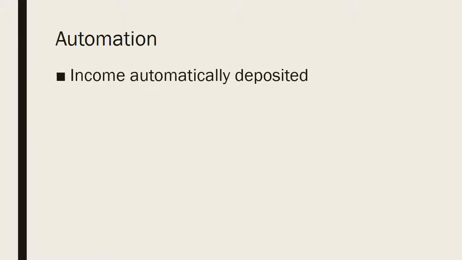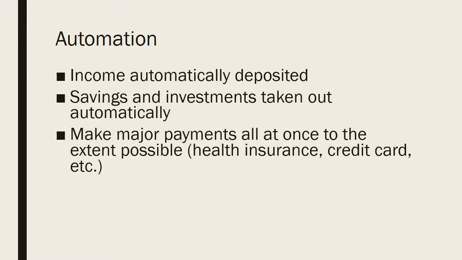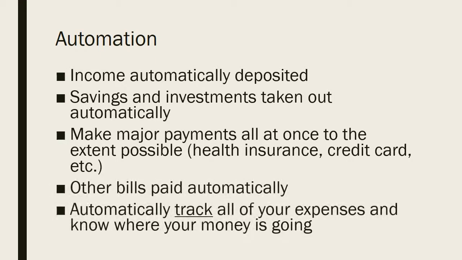Well, it looks like income being automatically deposited into my account from my work or projects that I'm working on. It means that savings and investments are taken out automatically every single month. It means that all of my major payments are made all at once to the extent possible. So health insurance, credit card, etc. That's kind of a nice to have, but not as necessary. But to the extent that that's possible, that's great. All my other bills are just paid automatically. And finally, I'm automatically tracking all of these expenses, and I know exactly where all of that money is going.